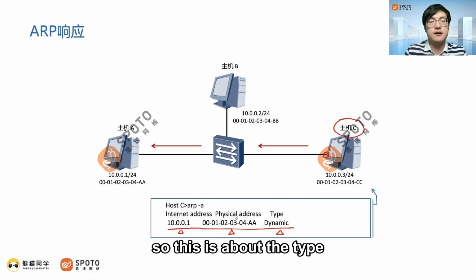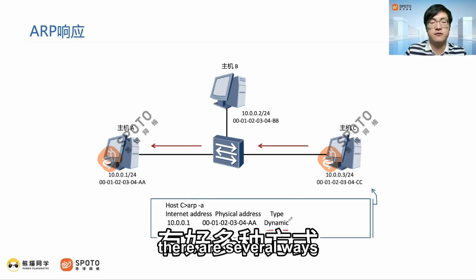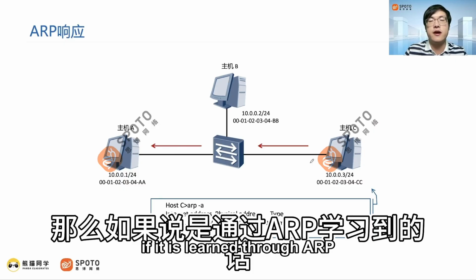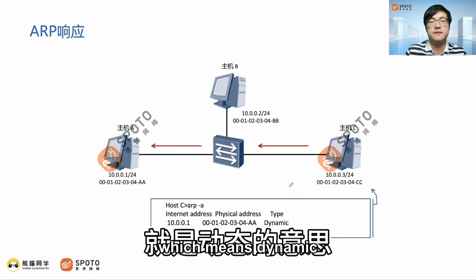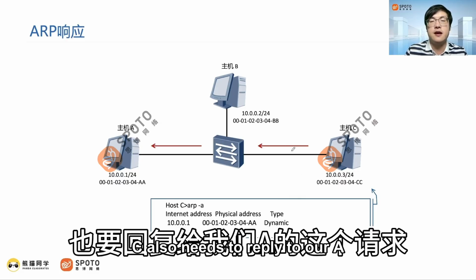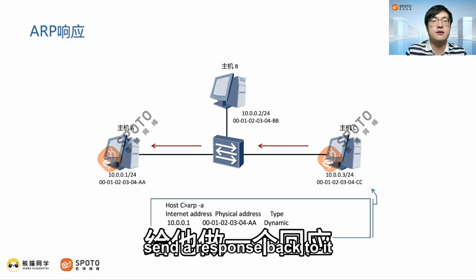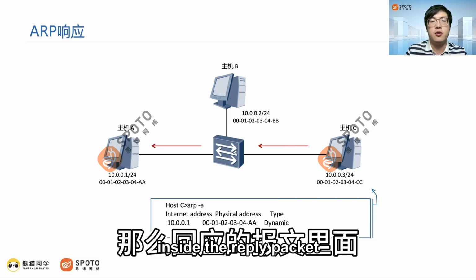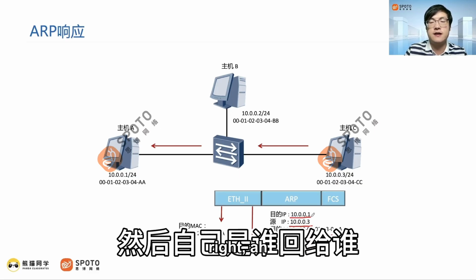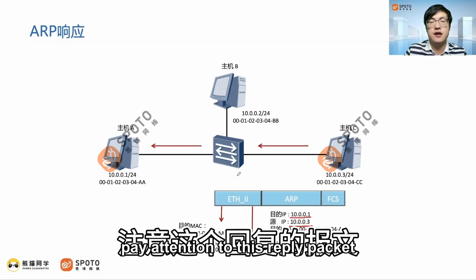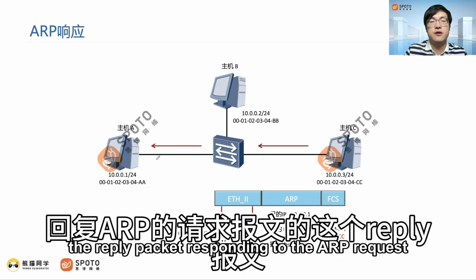So this is about the type. There are several ways. If it is learned through ARP, it is generally this dynamic type, which means dynamic. And then, C also needs to reply to this ARP request. It needs to send a response back. Inside the reply packet, it will include itself, right? Who it is, and who it is replying to. Pay attention to this reply packet, the reply packet responding to the ARP request.